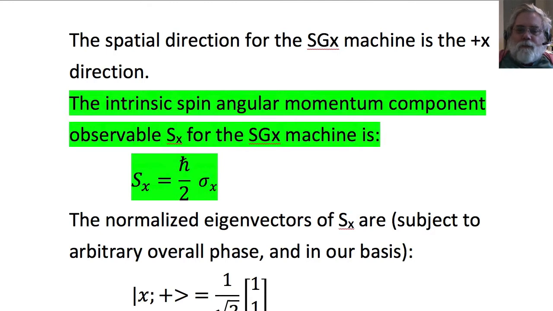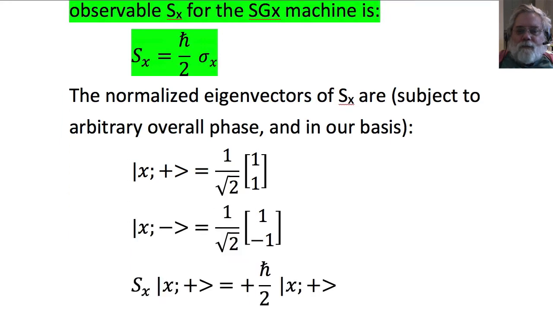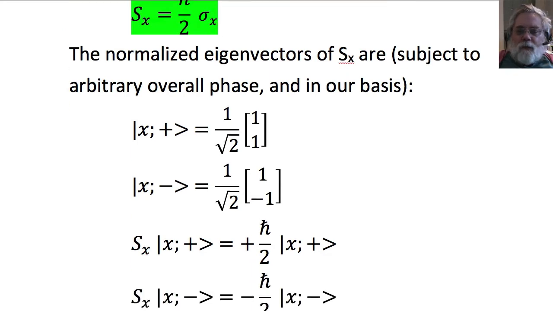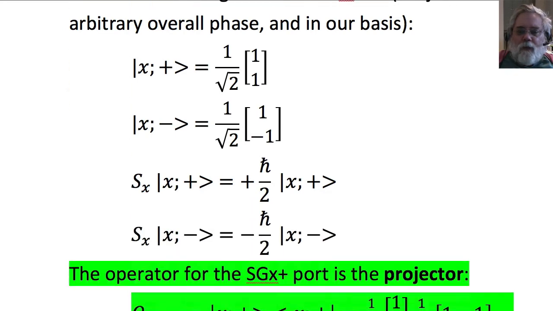Spatial direction is plus x, intrinsic spin angular momentum component observable is Sx, corresponding Pauli matrix sigma x, normalized eigenvectors of Sx are x plus and x minus. You can plug them in and check that they are the plus and minus eigenvalue, plus and minus h bar over 2 eigenvalues.